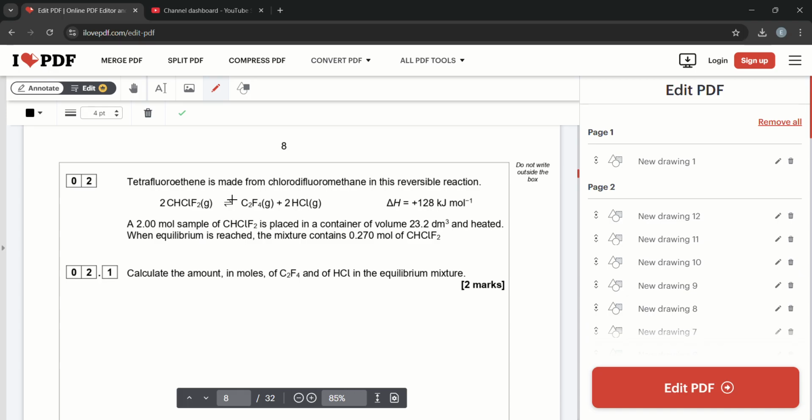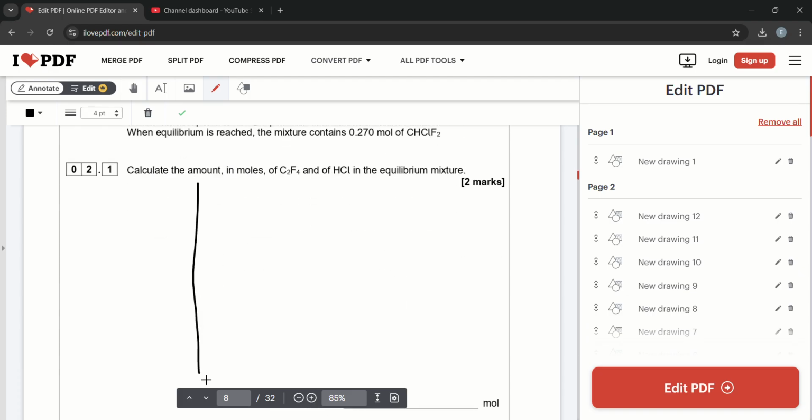Tetrafluoroethene is made from chlorodifluoromethane in this reversible reaction: 2CHClF2 gas is in equilibrium with C2F4 gas plus 2HCl gas. Calculate the amount in moles of C2F4 and of HCl in the equilibrium mixture. 2 marks.